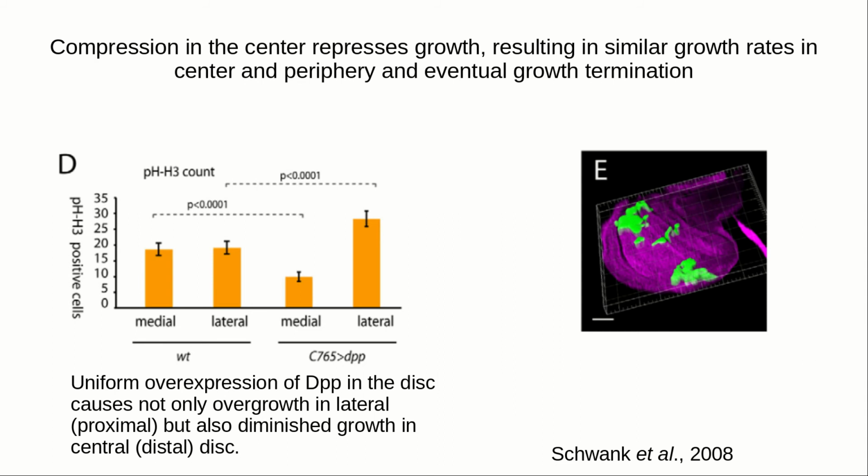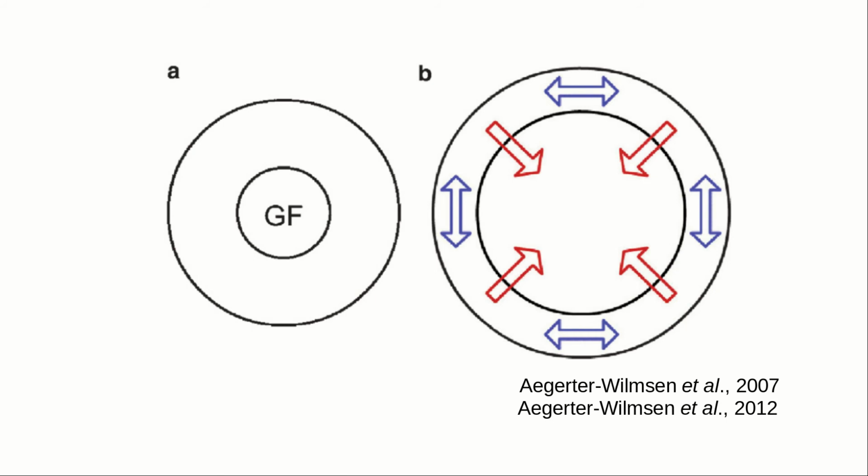So if you overexpress DPP, as we said before, it causes overgrowth of the parts in the periphery because they are not under pressure, but it causes a reduction in growth in the central part, because these cells are already under much pressure. So if they try to grow more, they suffer even more pressure, so they just cannot grow. Okay, their growth is repressed. Actually, the Hippo pathway is repressed by this pressure.